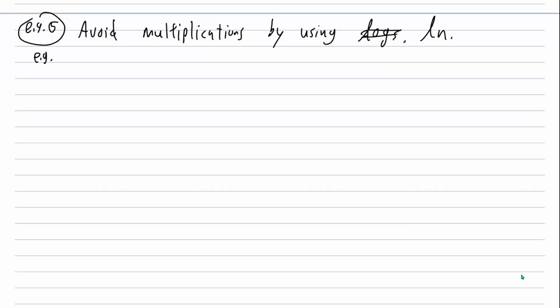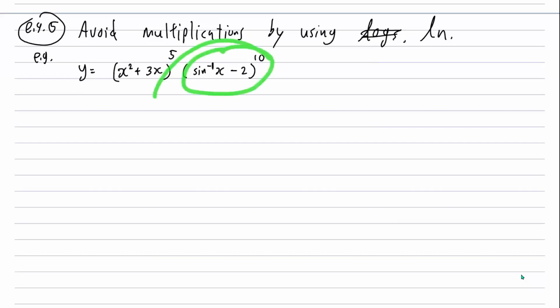Example. Let's say we have y equals x squared plus 3x power 5 times, let's say, x minus 2 power 10. What would you have to do to differentiate this? Product rule, right? Let's say I make your life more difficult now. Sine inverse of x minus 2 power 10. Do you still want to use product rule? No, right? Because for this one you have to bring down the old power minus 1 to get the new. Okay, that's fine. But now you have to differentiate sine inverse as well.